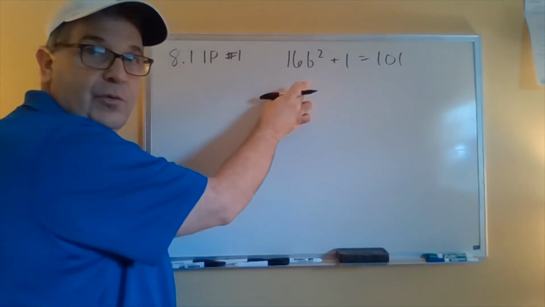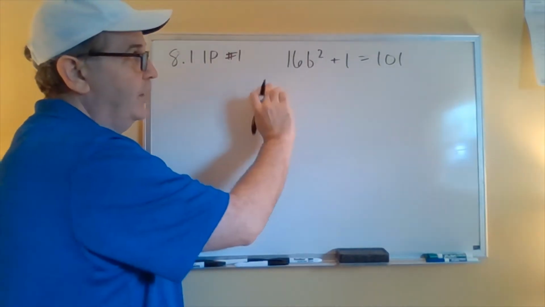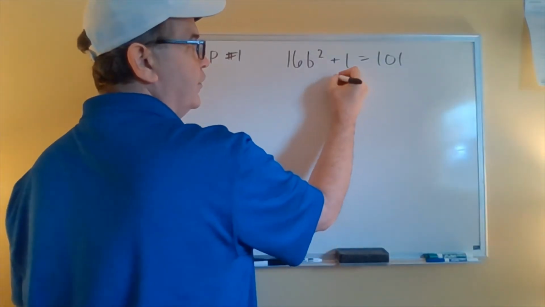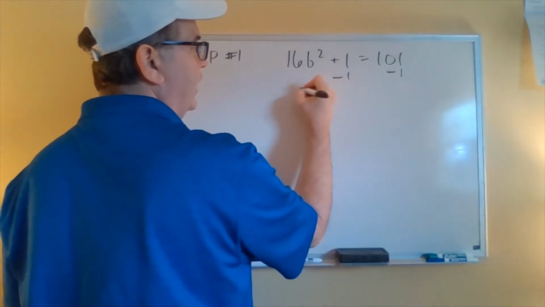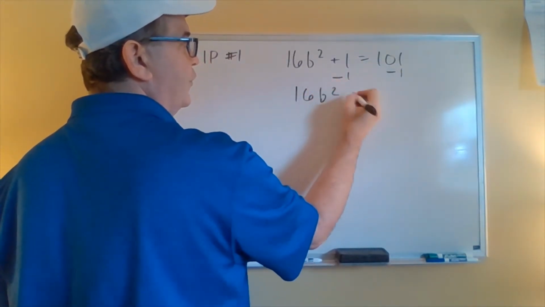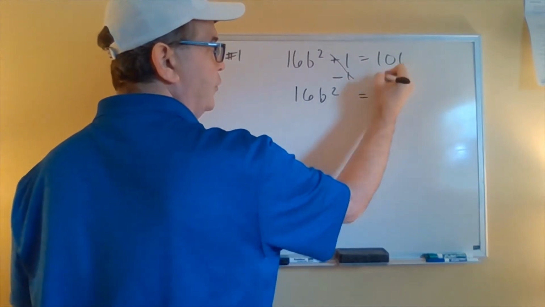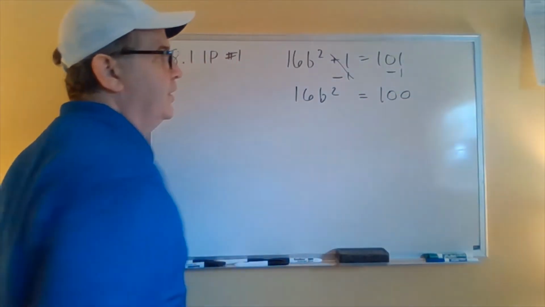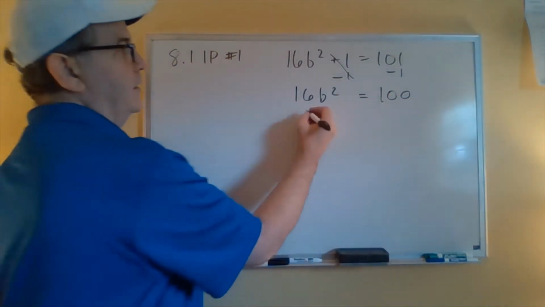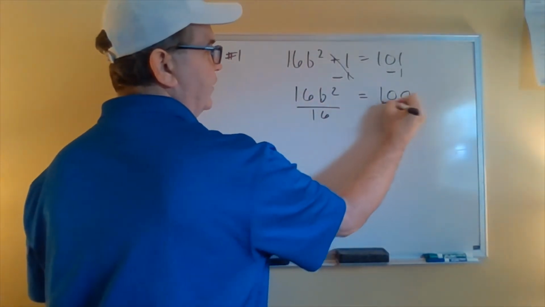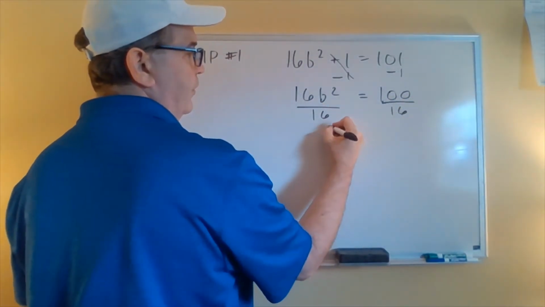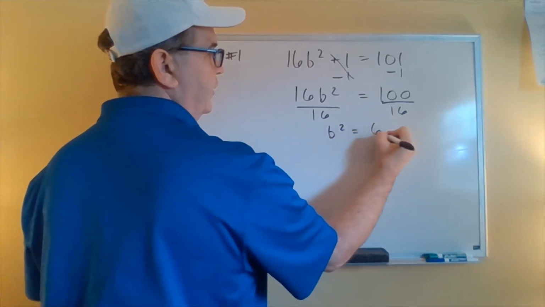So we're going to want to get b squared by itself on the left side and the number on the right. We're going to start by subtracting 1 from each side. I'll get 16b squared, my 1's cancel out, equals 101 minus 1 is 100. To get the b squared by itself, I'm going to divide each side by 16. I will get b squared equals 6.25.